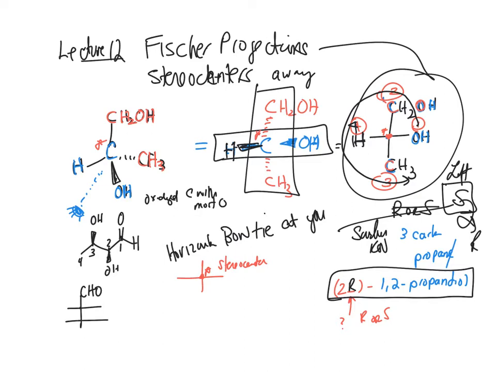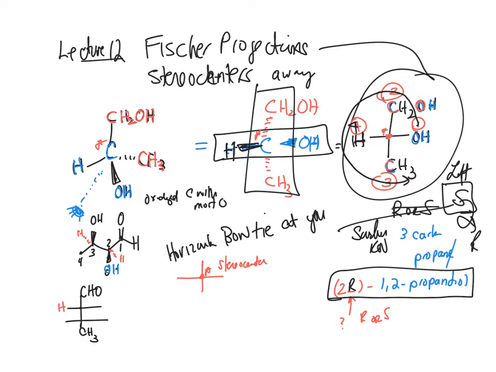Now, if you were to convert this, one of these is going to get a hydrogen. We always keep the dashes and wedges on the same side. You see hydrogen, and one gets an OH. Now I'm just going to put this in here.